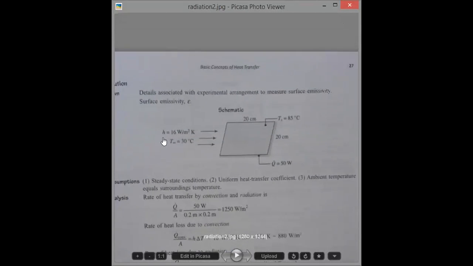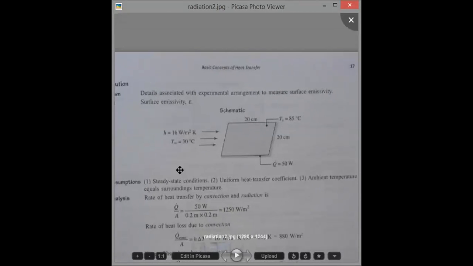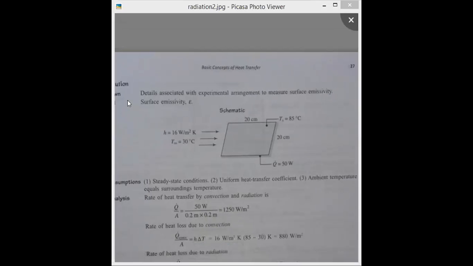Now the plate is given, h is given, fluid temperature 30 degrees centigrade, solid surface temperature 85 degrees centigrade, and the plate size is 20 by 20 centimeter. Q is also given, 50 watt. Let's go to the problem again.